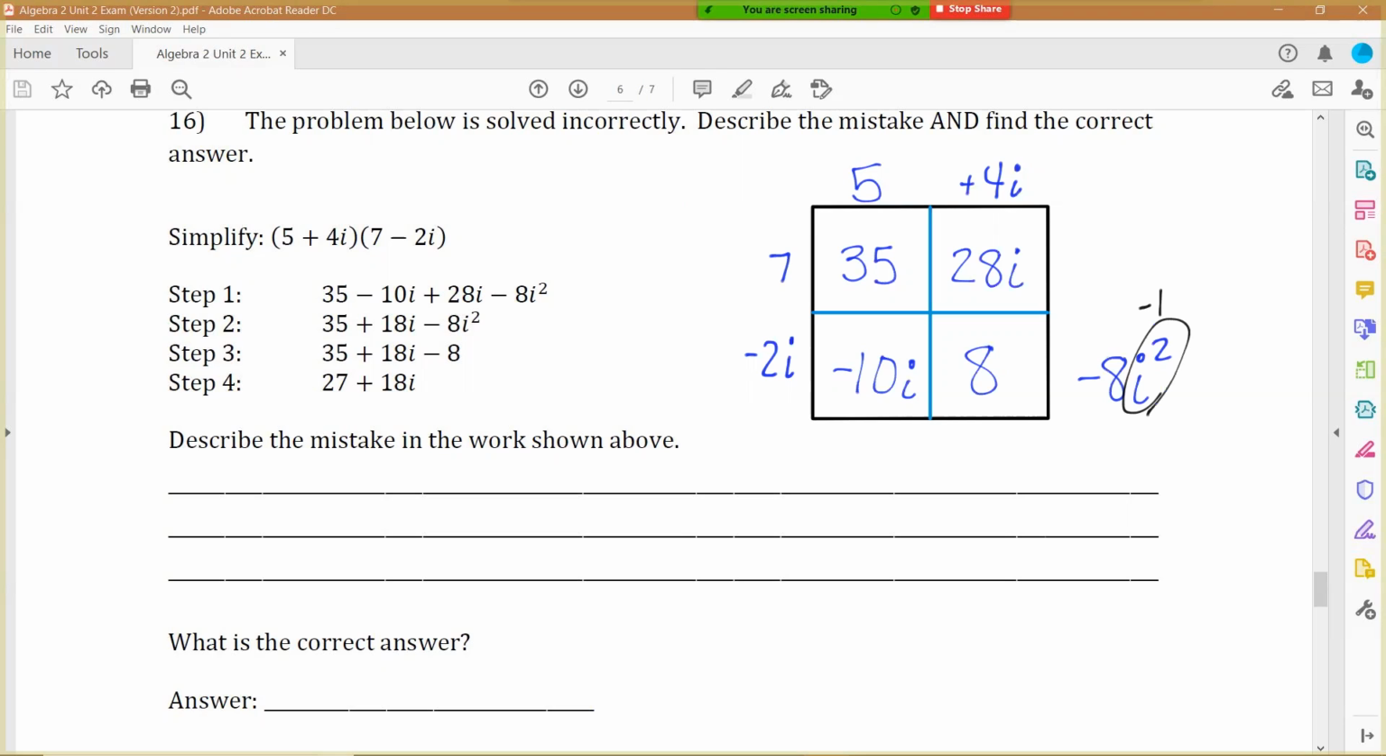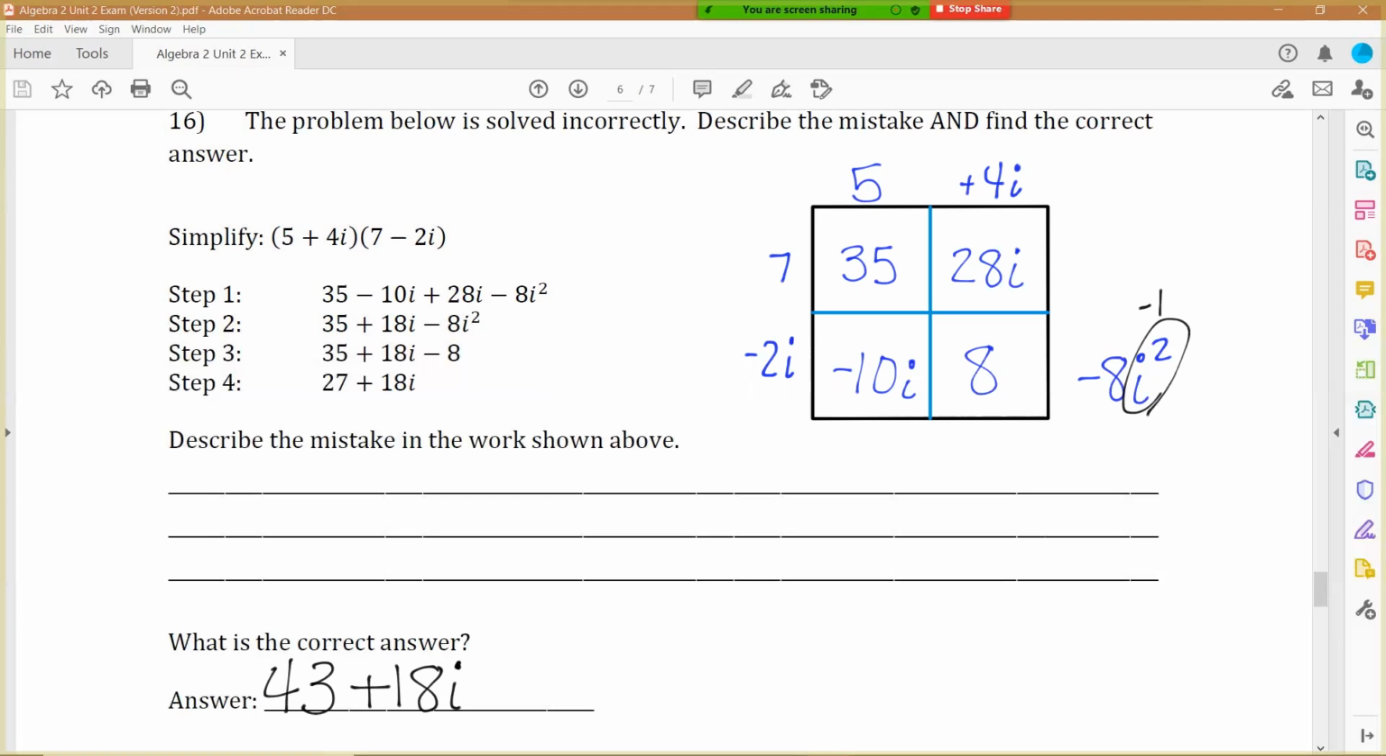So to get our correct answer, we're going to combine like terms. I'm going to take 35 plus 8. 35 plus 8 is 43. And then negative 10i plus 28i is positive 18i. So I just went ahead and wrote that down there for the correct answer, 43 plus 18i.